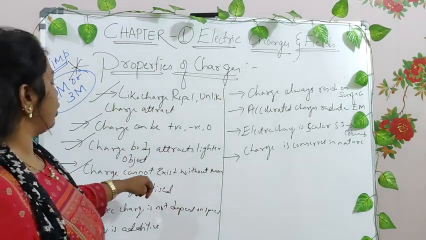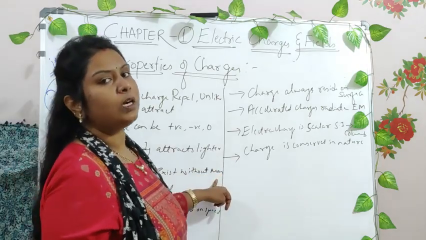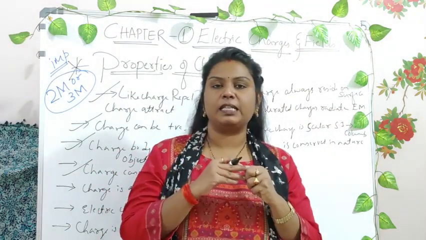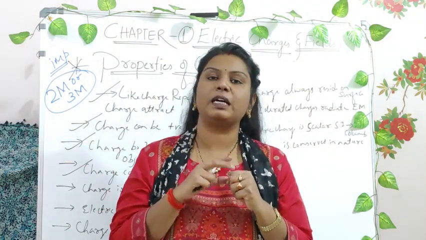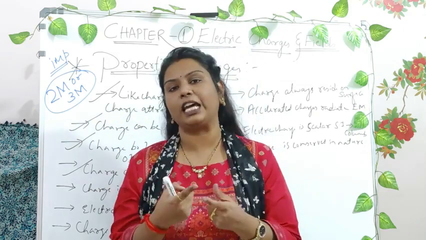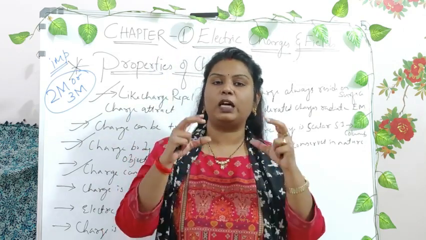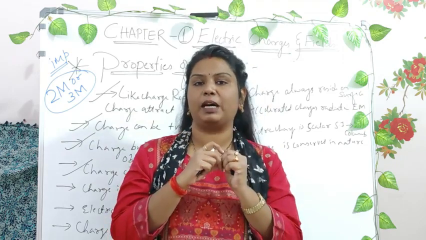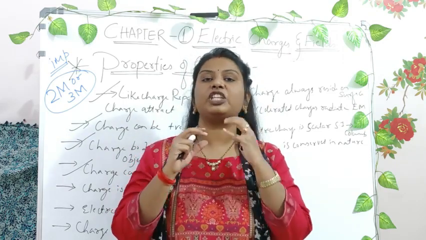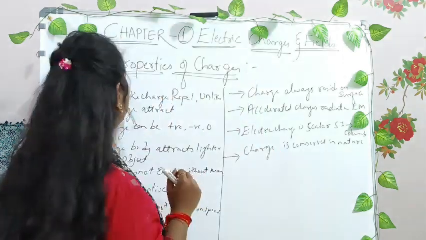The fourth property is that charge cannot exist without mass. Now what does this mean? Whenever there is mass, there are two possibilities: the mass can have charges or it cannot have charges. But when you have a charge, there should exist some mass. Without mass, charge doesn't exist. This is the fourth property.